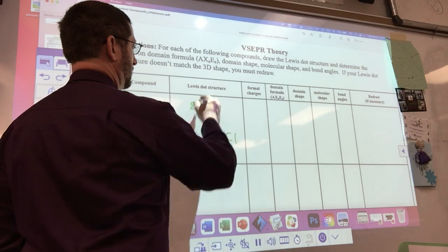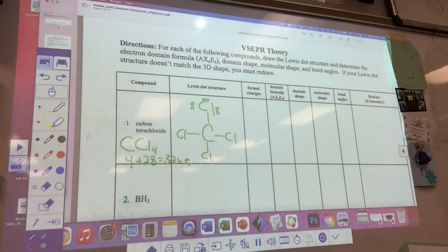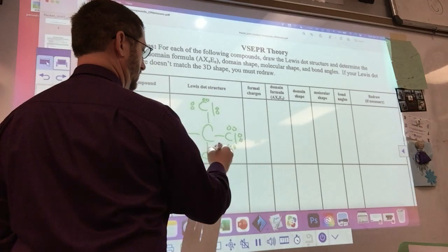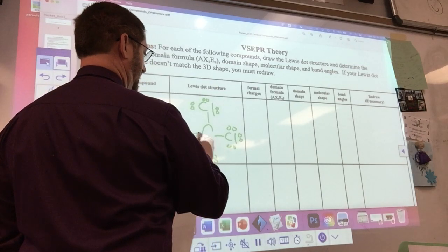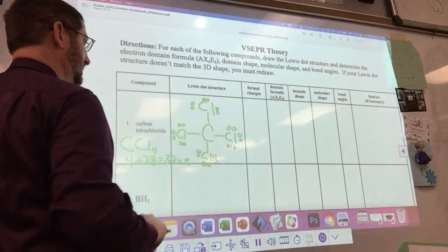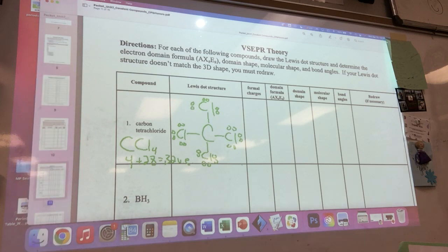4? 6? 8? So it needs 3 lone pairs? Okay, same thing here. 2, 4, 6, 8, 2, 4, 6, 8, 2, 4, 6, 8. We have 8, 8, 8, 8. So, Nick, what's 8 times 4? 32. There you go. Sure enough, we have the right number of dots. Does everyone have an octet up there? Yeah, we're good. How do we know if this is the best picture possible?